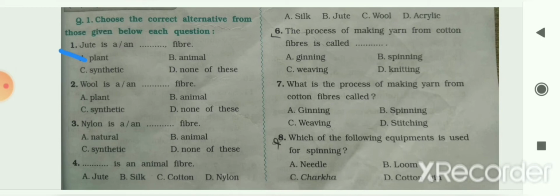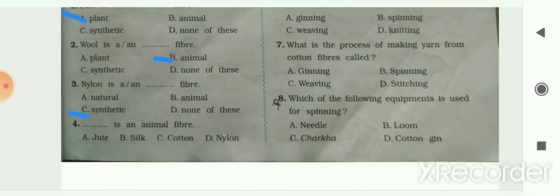The next is wool is a blank fiber. Options are plant, animal, synthetic or none of these. So your answer is option B, animal. Wool is an animal fiber. Next question, nylon is a blank fiber. Options are natural, animal, synthetic or none of these. So your answer is option C, synthetic. Nylon is a synthetic fiber. Next, number 4, blank is an animal fiber. The options are jute, silk, cotton and nylon. So your answer is silk. Silk is an animal fiber.